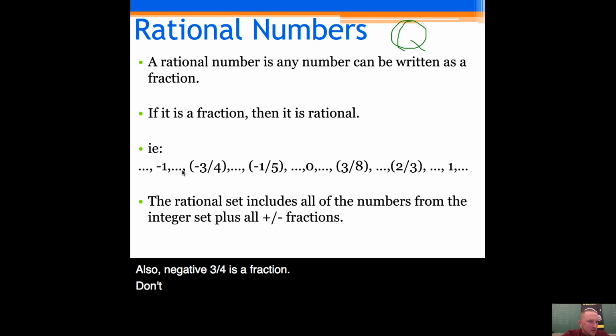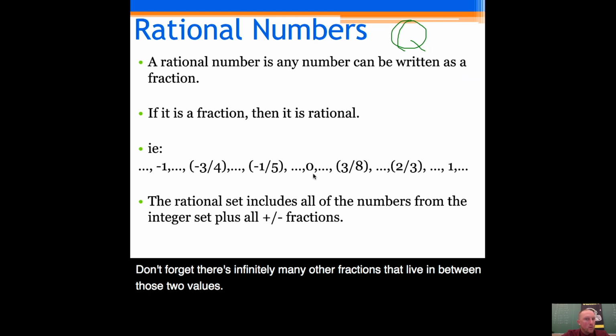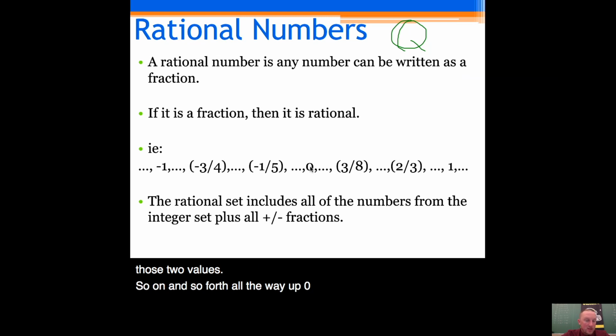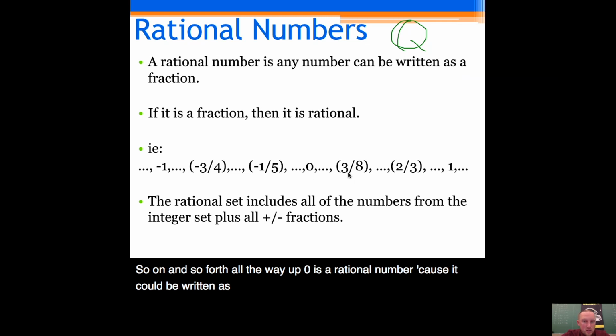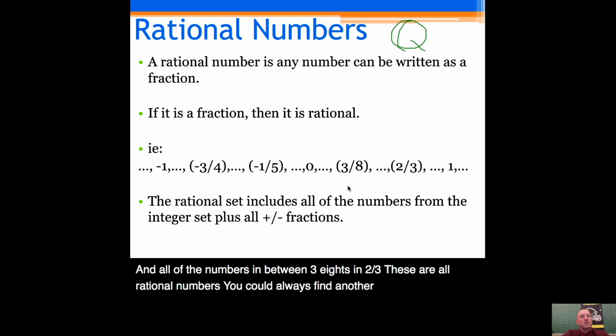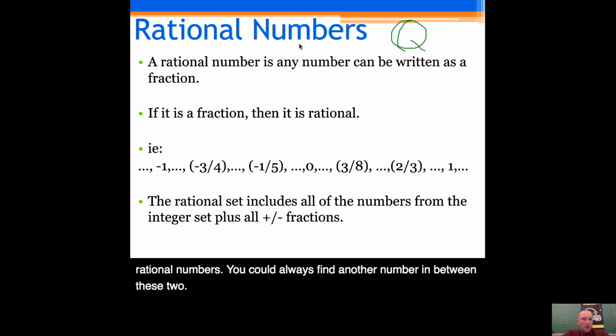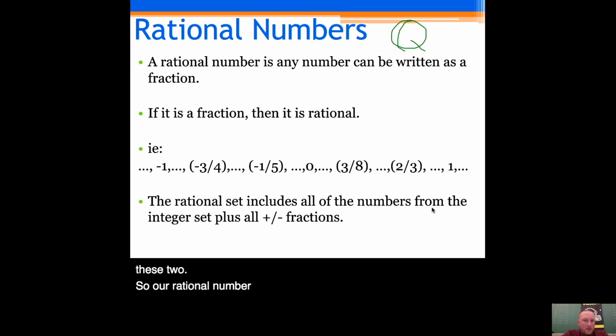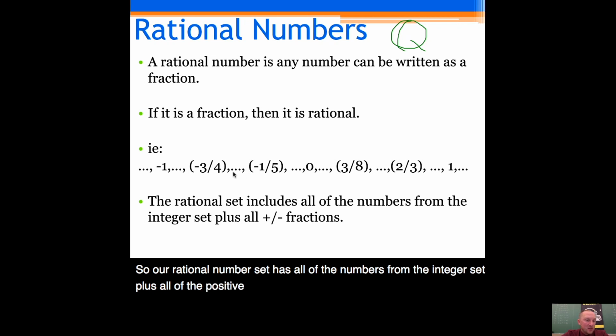Don't forget, there's infinitely many other fractions that live in between those two values. So on and so forth all the way up. 0 is a rational number because it could be written as a fraction. So is +3/8. And all of the numbers in between 3/8 and 2/3. These are all rational numbers. You can always find another number in between these two. So our rational number set has all of the numbers from the integer set plus all of the positive and negative fractions that go in between.